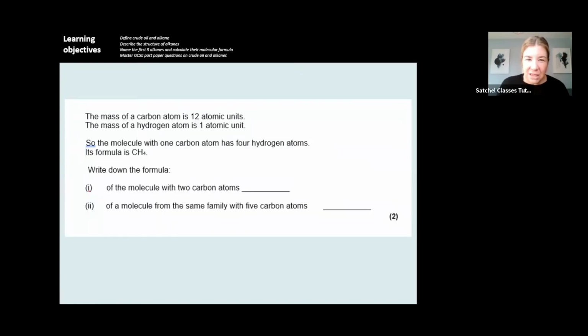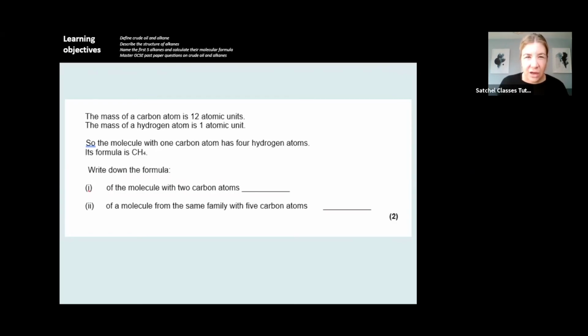It says the mass of a carbon atom is 12, the mass of a hydrogen atom is 1. The molecule with 1 carbon atom has 4 hydrogen atoms. Its formula is CH4. Write down the formula for a molecule with 2 carbon atoms, and of a molecule of the same family with 5 carbon atoms. Again, come on, you can do this. Make sure you pause the video and have a go. I'm going to go through the answer shortly.